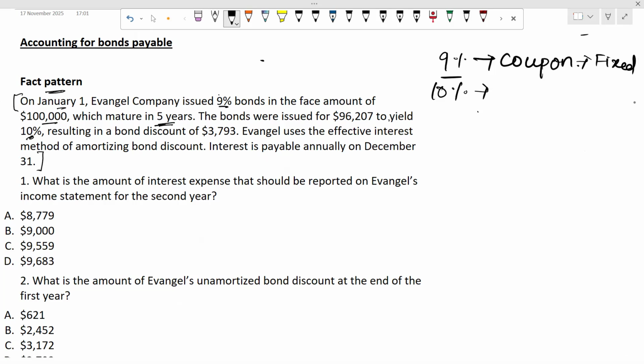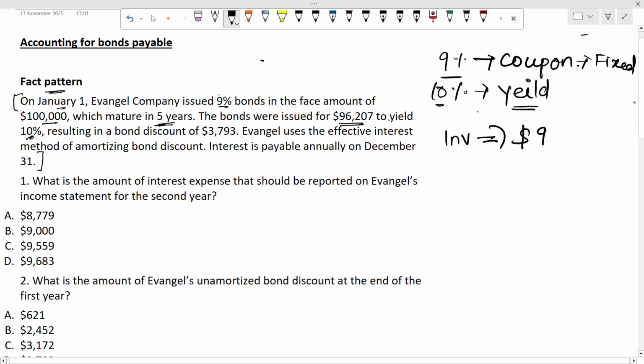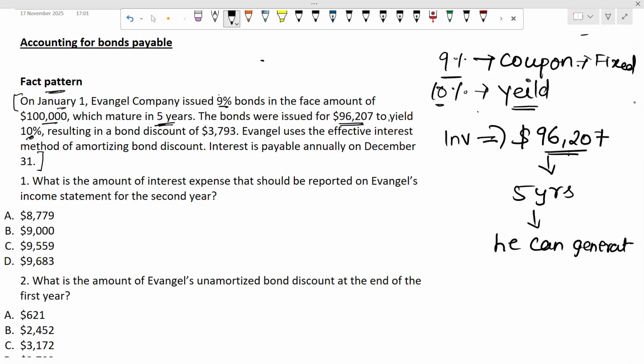Next, we have this 10%. What is this 10%? This 10% is known as the yield. Now, how to interpret this 10%? To put it very simple, at what price are the bonds issued today? Today, the bonds are issued at $96,207. So, as an investor, he has to purchase the bond for $96,207. If someone is purchasing the bond today at $96,207 with an intention to hold it till its maturity, what is the maturity? 5 years. So with an intention to hold it for the next 5 years, he can generate 10% return. I hope you are all understanding it.